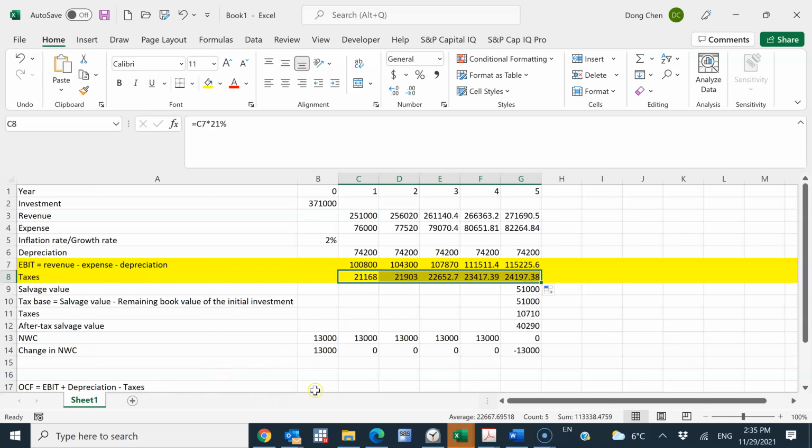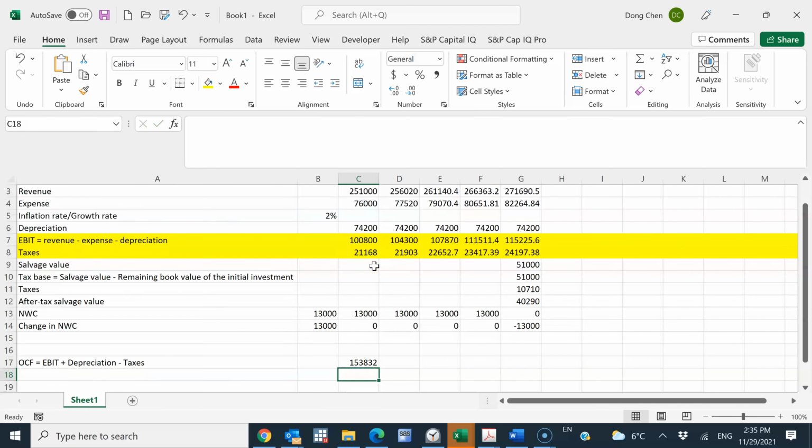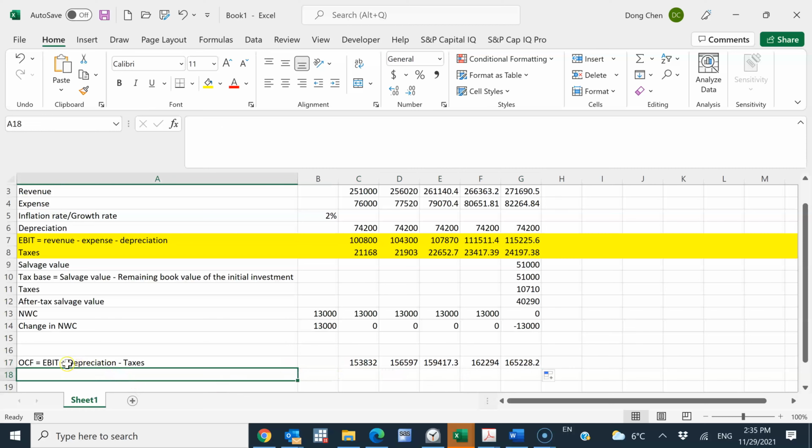So now I have everything ready in order to calculate this OCF, operating cash flow. So it's going to be EBIT plus the depreciation, and then minus the taxes. And then extend that to all other years. But we are not done yet, right? Because this is just the operating cash flow. What we eventually need is the free cash flow. Free cash flow is equal to what?